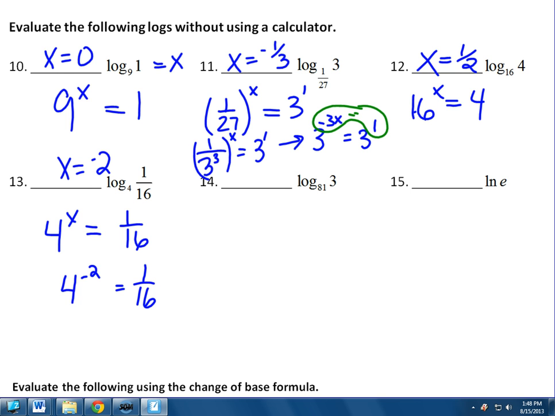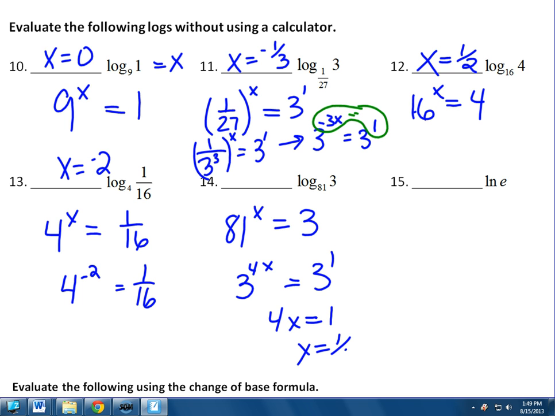So logic can really help out a lot. Here, 81 to some exponent equals 3. I know now it's the 4th root, okay? Another way to think of this is 81, I figured out just before, was 3 to the 4th. So I still have that x there, equals 3, all right? So 4x must equal 1, x equals 1/4, also known as the 4th root.